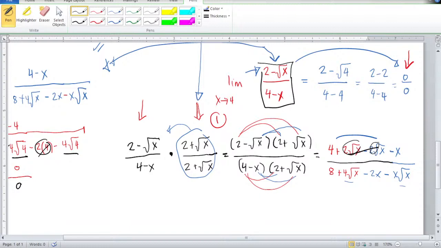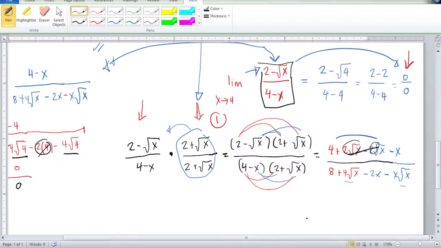It says here, the product of conjugates is always the square of the first thing minus the square of the second thing. Okay? Let's try, class. The square of the first thing is 4 and the square of the second thing is x. So 4 minus x. Okay, class, I got it now.